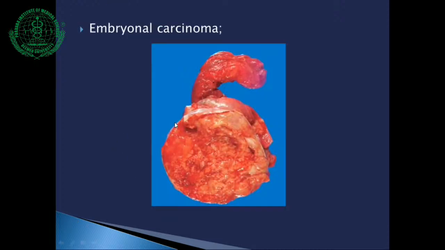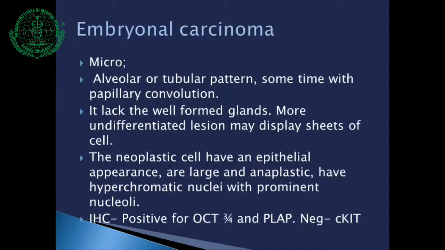This is the gross appearance of the embryonal cell carcinoma. This is the testes, showing the presence of the tumor here. It is very difficult to demarcate the tumor from the normal testes, and the areas of hemorrhage and necrosis are characteristically seen in the embryonal cell carcinoma.